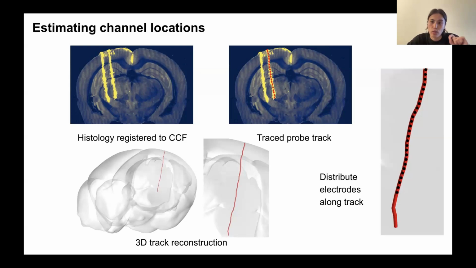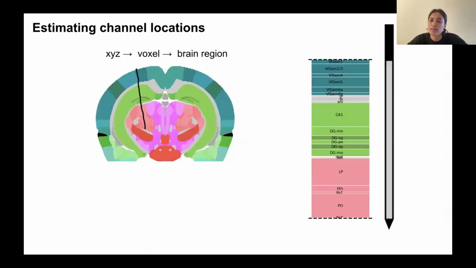So we have the XYZ coordinate of all of our individual electrodes. And because we are in this common coordinate framework that the Allen has provided, each XYZ coordinate corresponds to a specific volume, a voxel, and each voxel has a brain region annotated to it. This way, we can now say we think that our recording electrodes were located in these brain regions. You could go ahead and use these brain regions for your analysis, and this would be, for example, the output of Brain Globe.